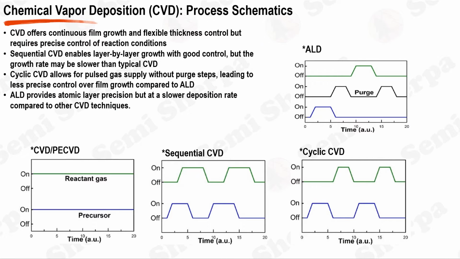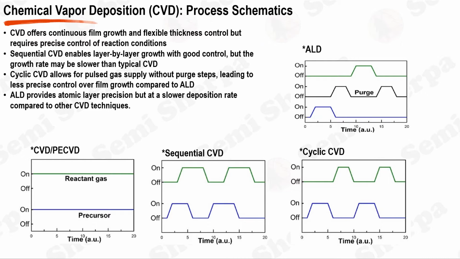Chemical vapor deposition, CVD, is a high-precision deposition process, and the method of precursor and reactant gas supply is critical to the outcome of this process. In a typical CVD and PECVD setup, both the precursor and reactant gases are introduced simultaneously. They react on the substrate's surface to form a solid film.